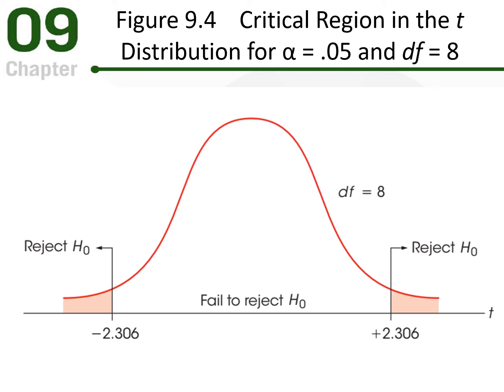So it's much harder to reject the null hypothesis with this t distribution than it would be with the normal distribution because the critical values are bigger. That's because there's more in the tail. That's why the critical values are bigger. There's a higher probability in the tails.